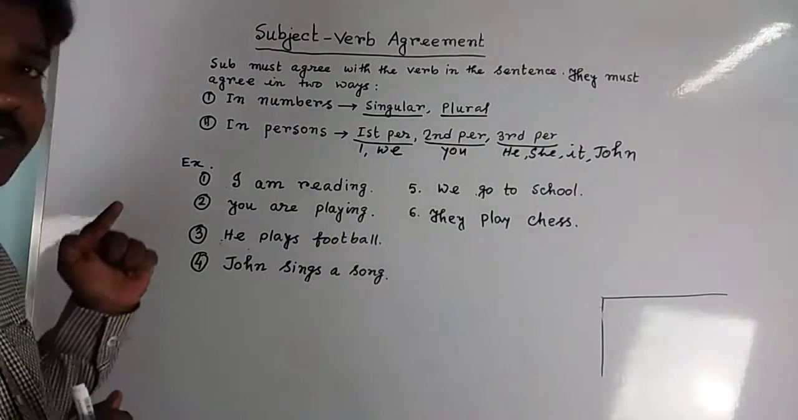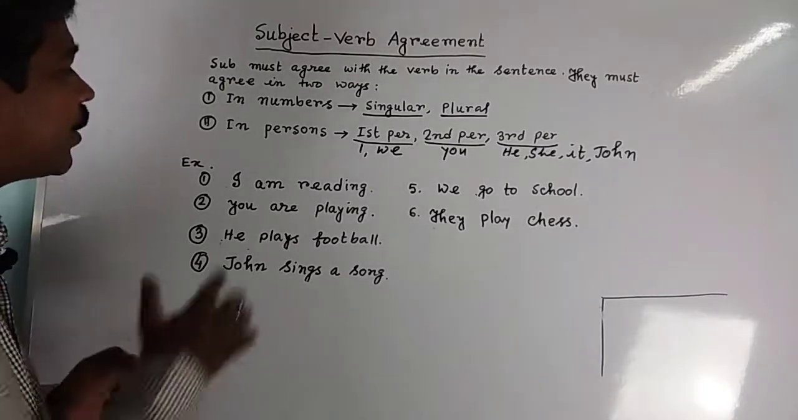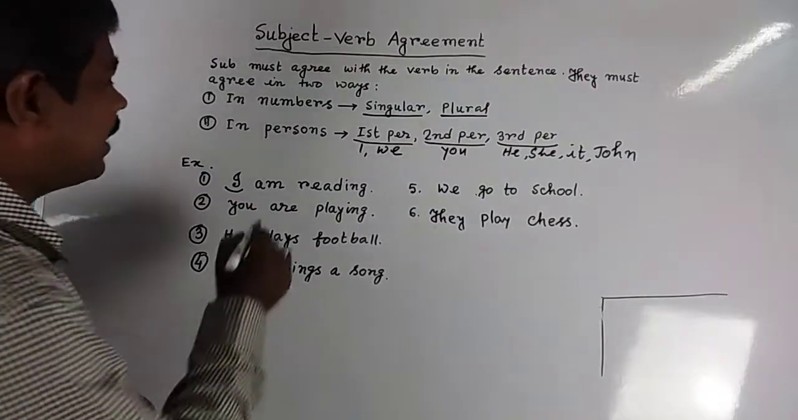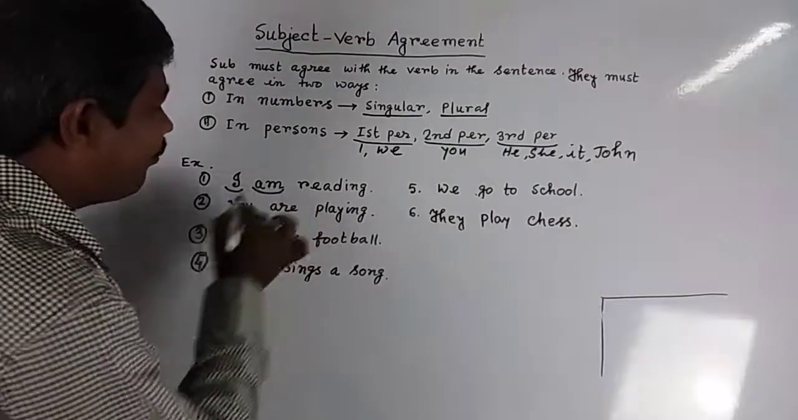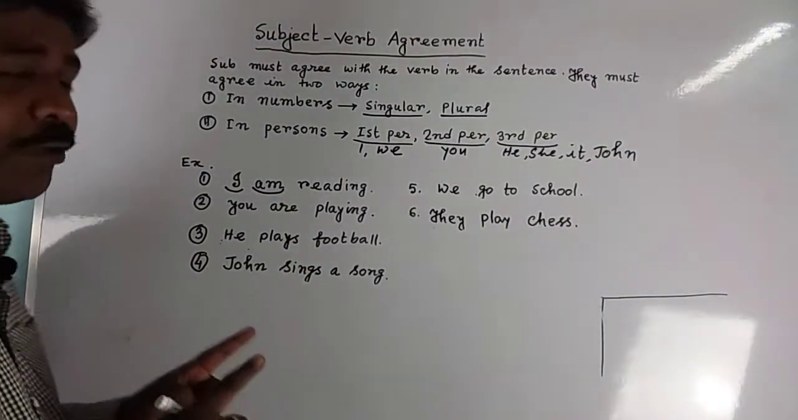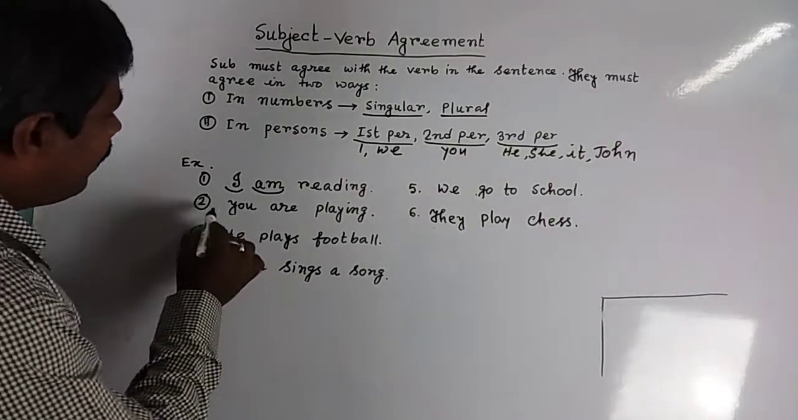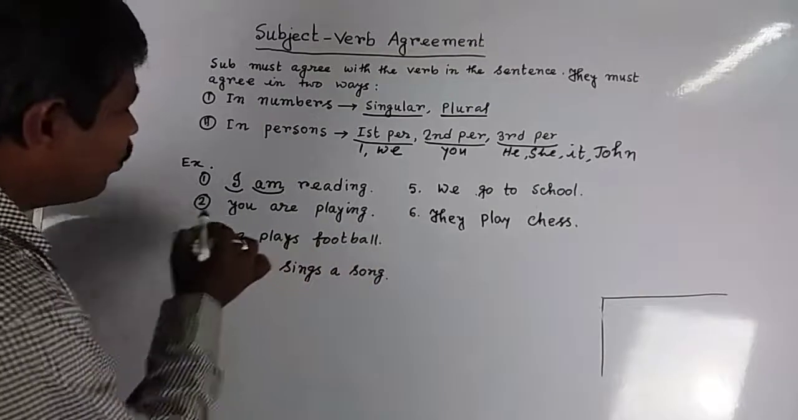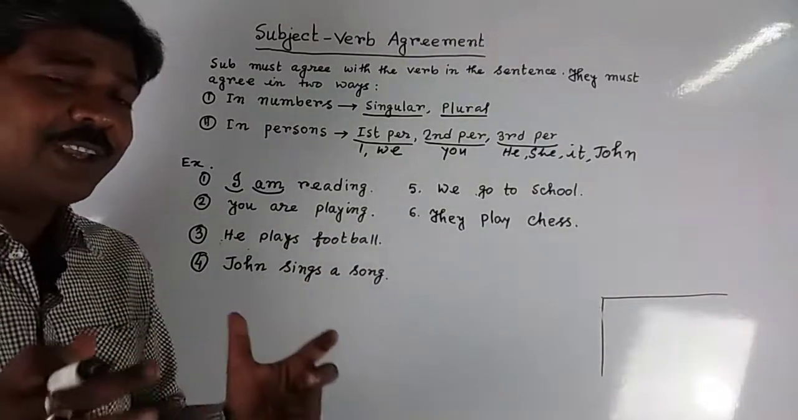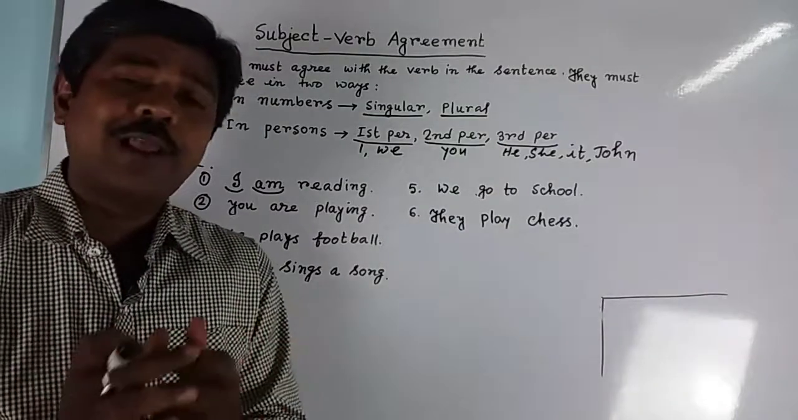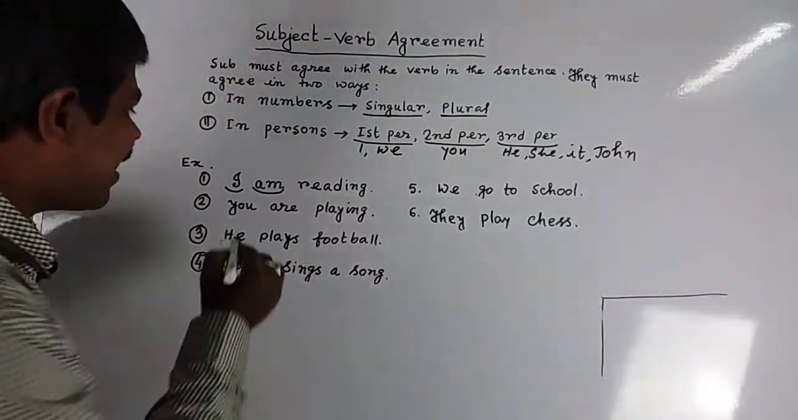In the first example you can see I have written I am reading. So I is the first person singular number, and that's why I have written am. With first person singular number we use am. Next one, you are playing. You, this is the second person, maybe singular, maybe plural. So with second person singular or plural number we use are. That's why I have written are.